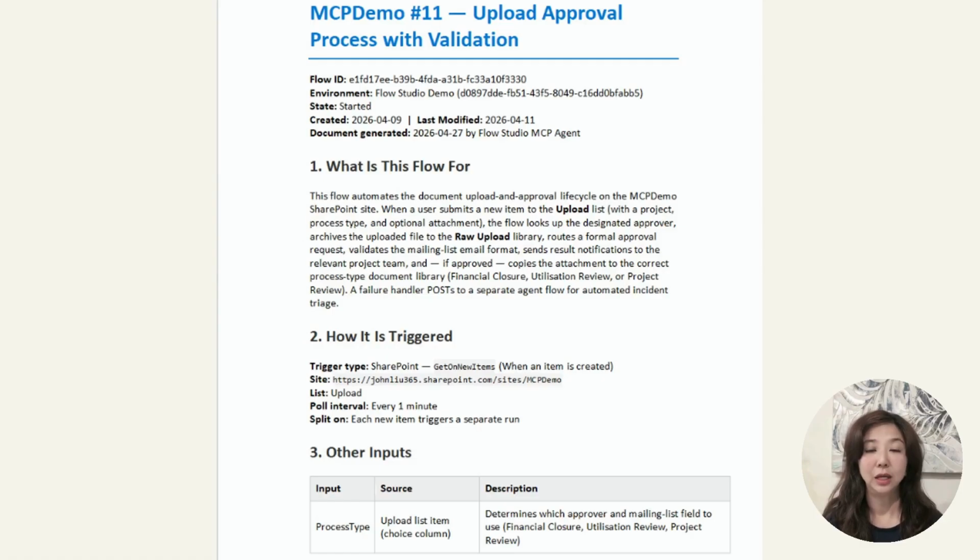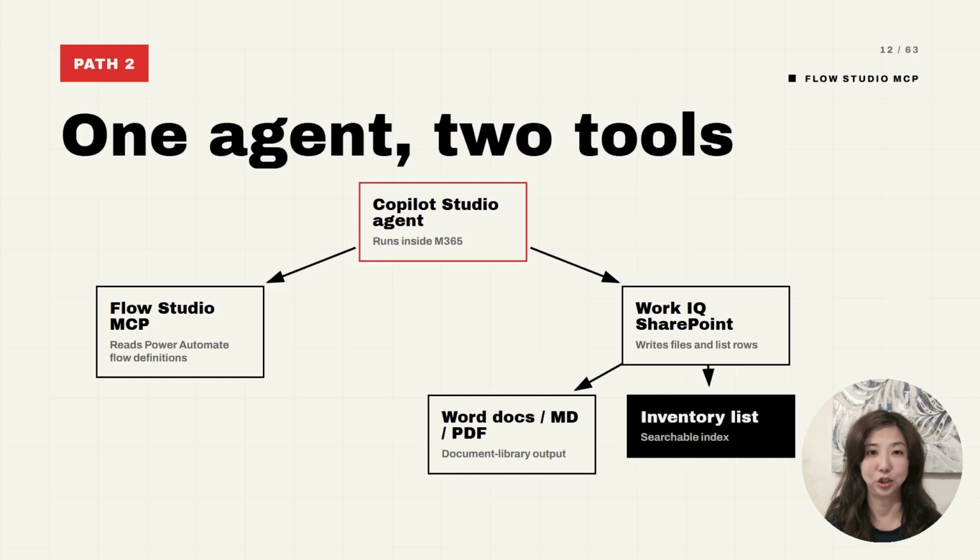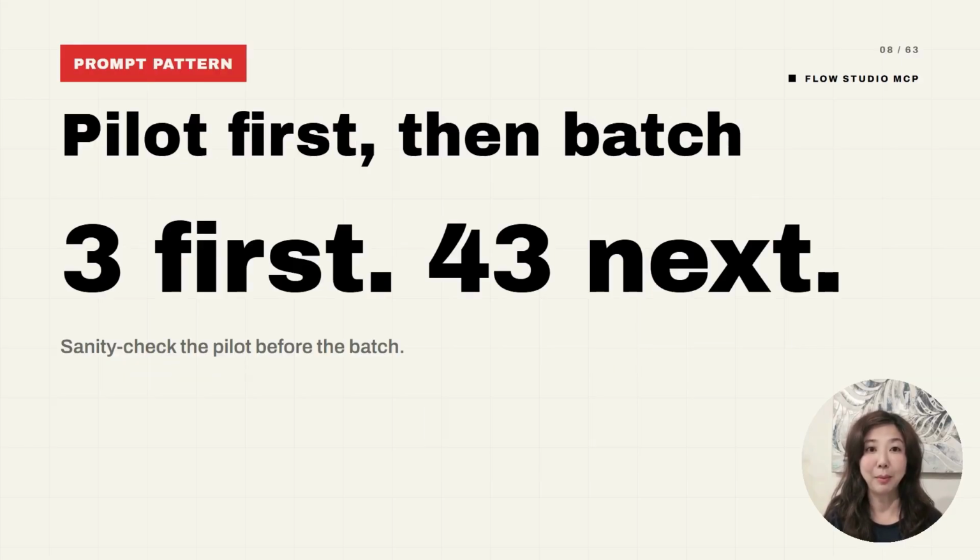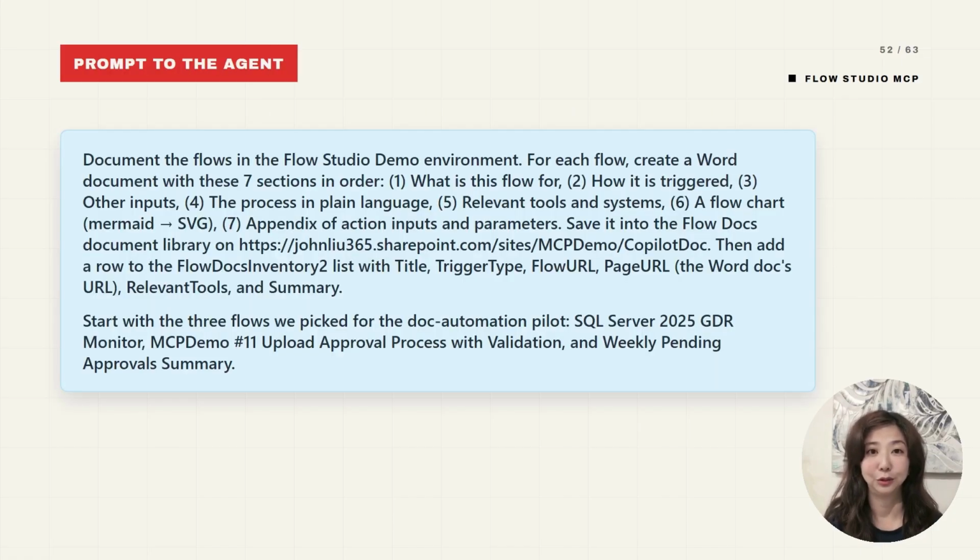The trade-off is the output format, as WorkIQ doesn't support page creation. And this path is relatively simple as long as you have an M365 Copilot license. And the prompt I have here is similar to the past one. Document the flows in the FlowStudio demo environment. For each flow, create a Word document with these 7 sections.